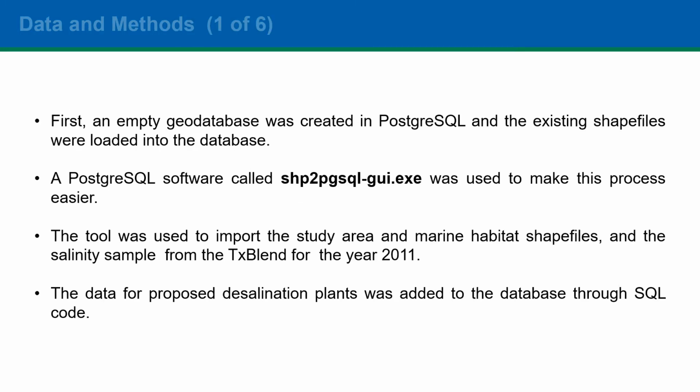Because I already had existing files, such as the shapefile for the study area, the first step was to create an empty geodatabase, or an empty spatial database, in Postgres, and then load all the existing shapefiles into the geodatabase. A software developed by Postgres was used. The software is called Shapefile to Postgres, and it was used to import the study area, the marine habitats shapefiles, and also the salinity data from the T-Explain model. This project focuses on the year 2011. And for the data that represent the desalination plants, the spatial table was created by using SQL code.